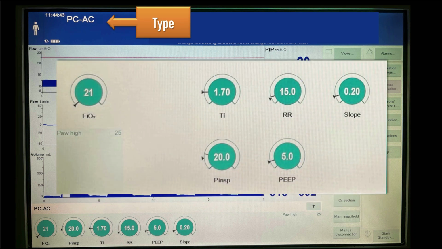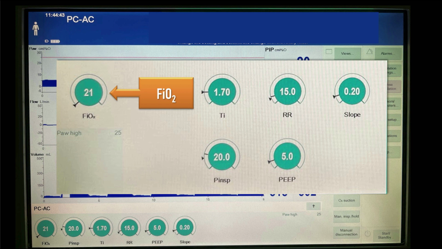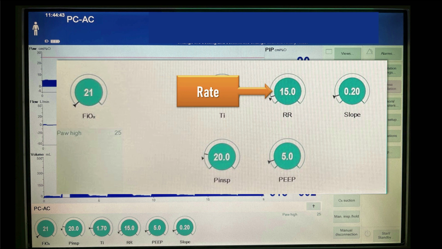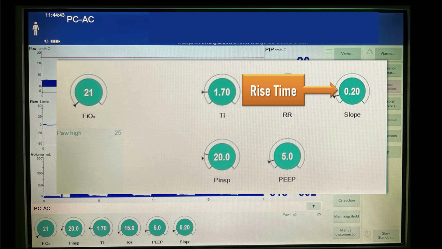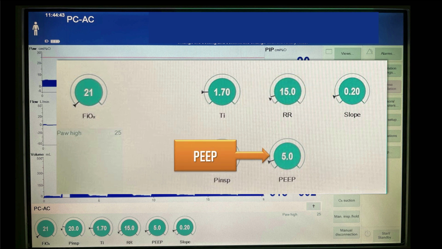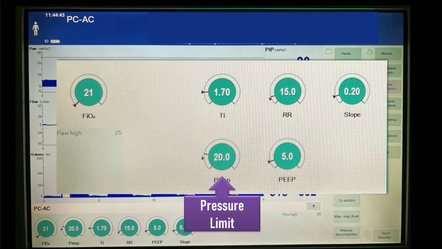So on the left-hand side, we have the FiO2. This is just set at room air. The inspiratory time. The respiratory rate. The rise time, which they call the slope, and this is in seconds, so it's 0.2 of a second. Very nice way of doing it. You've got great control there. You have the PEEP, and then you have another thing called the Pinsp, which is not the driving pressure. It's not the inspiratory pressure. In fact, it's the pressure limit.